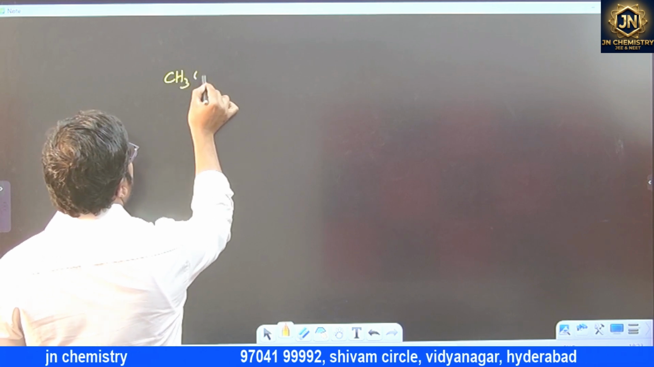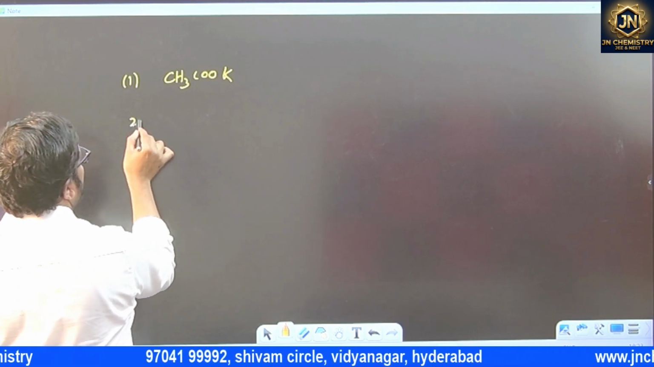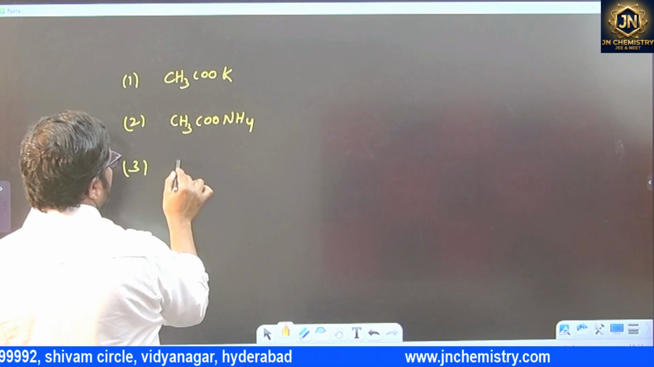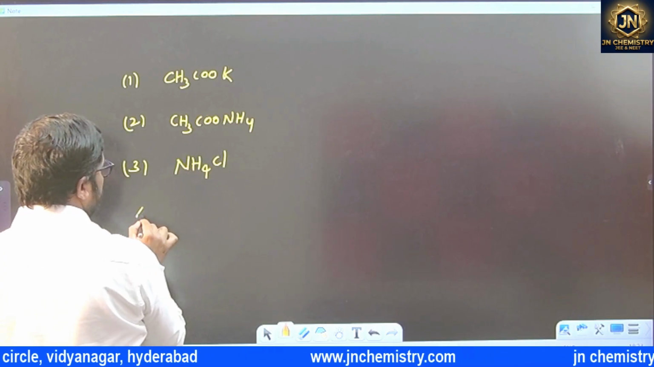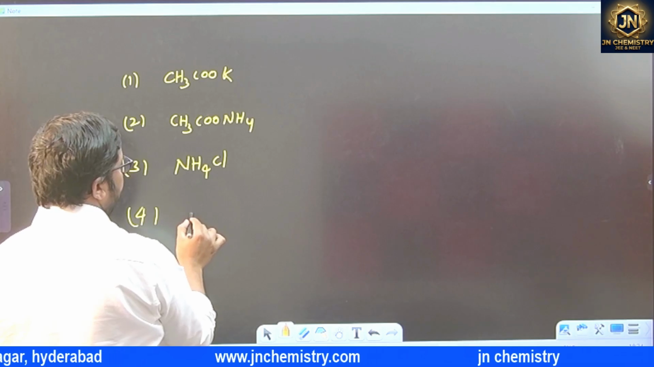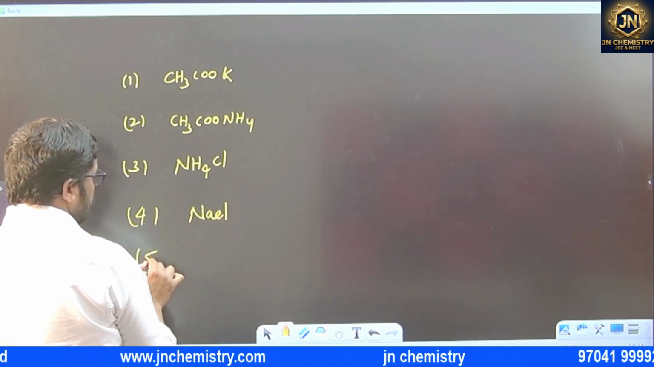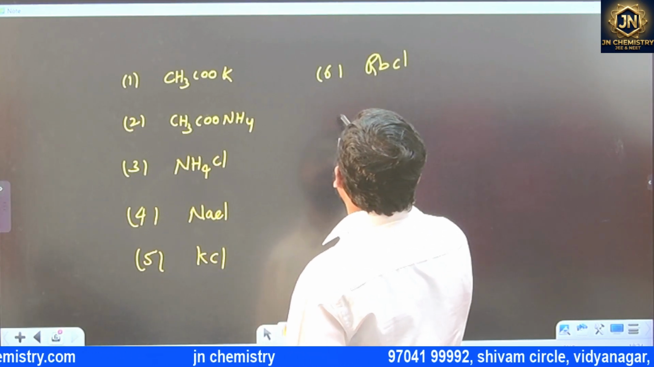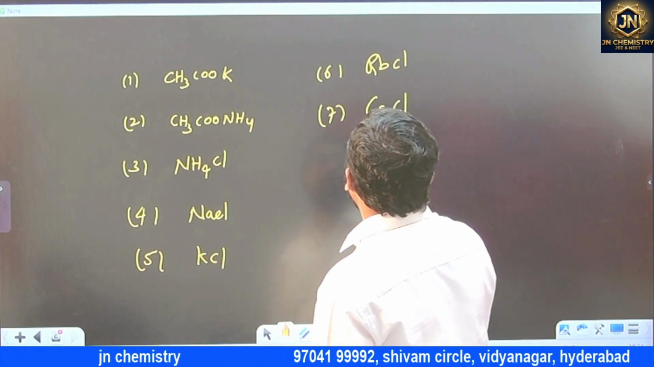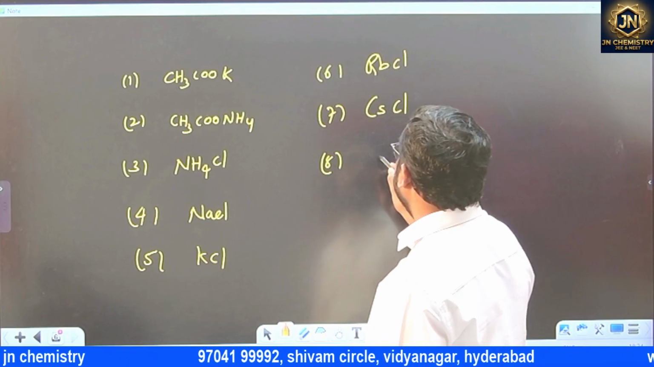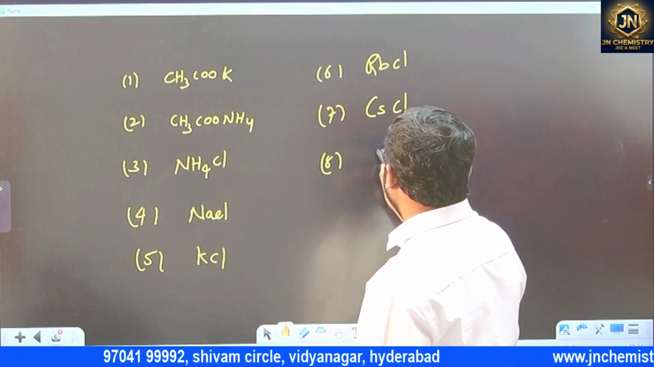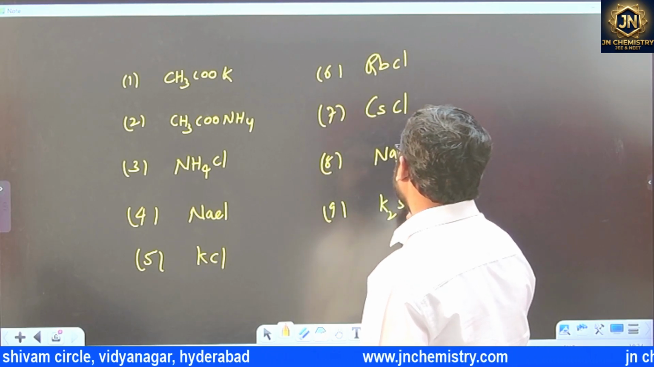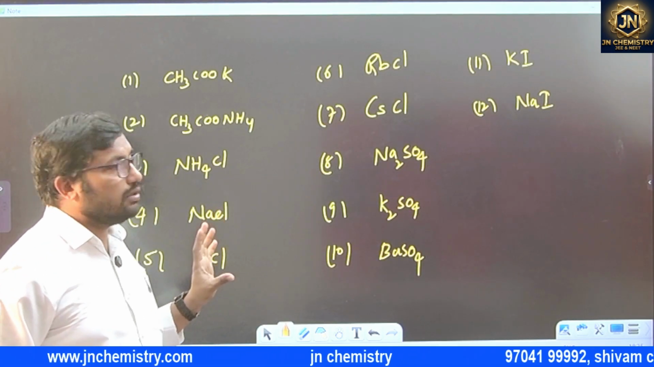For example, CH3COOK, CH3COONH4, NH4Cl, NaCl, KCl, RbCl, CsCl, Na2SO4, K2SO4. Any salt. So this is one of the important questions.